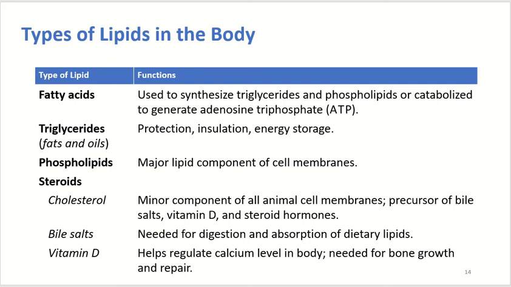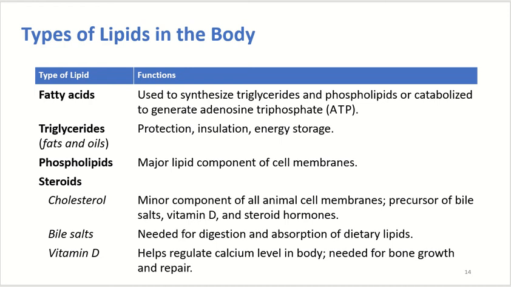So there are several different types of lipids that can be found in the body. Fatty acids are a big one. These are going to be used to synthesize triglycerides as well as phospholipids, or they can be broken down or catabolized to generate adenosine triphosphate. Remember, ATP, that's the main energy molecule that we use in the body. So ATP is a very important molecule, so keep that in mind for later.